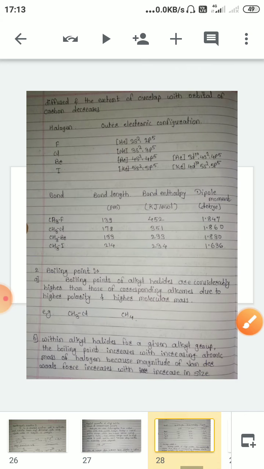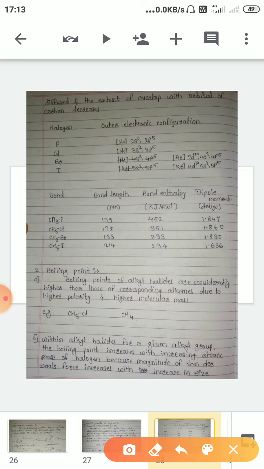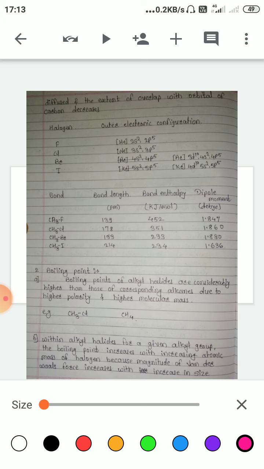Okay, see here. Now first I have given here fluorine, chlorine, bromine, iodine and their outermost electronic configuration. And after that, we consider the bond length as well as bond enthalpy for methyl fluoride, methyl chloride, methyl bromide and methyl iodide.